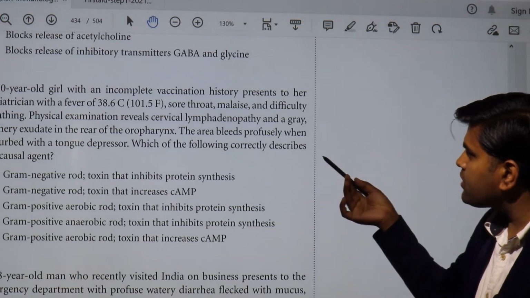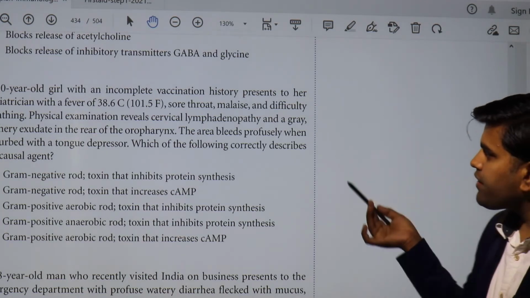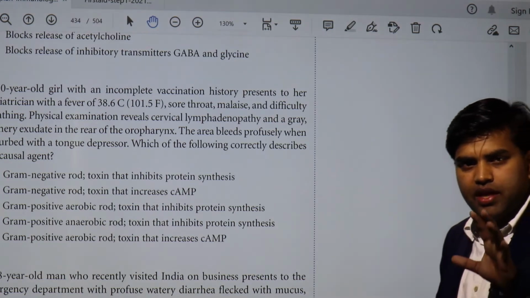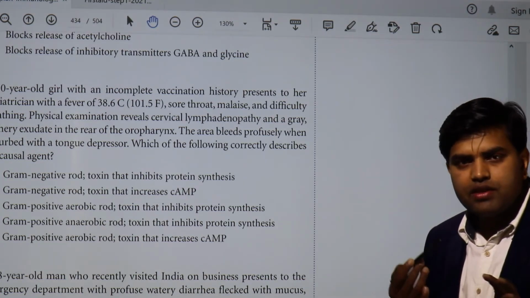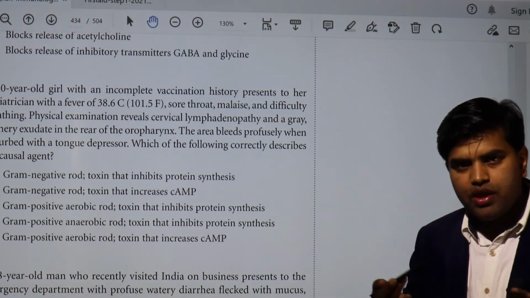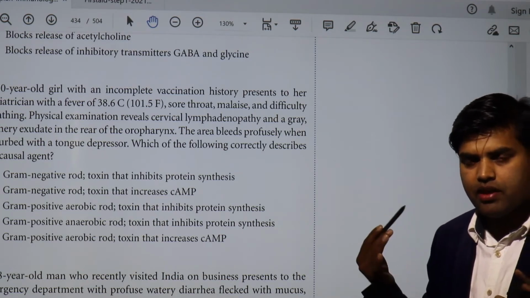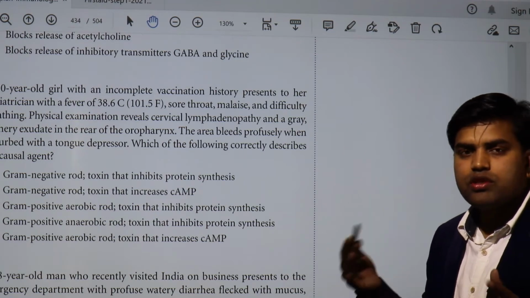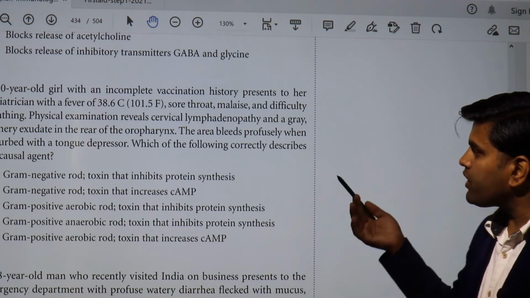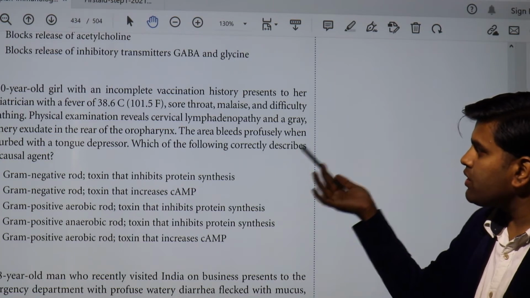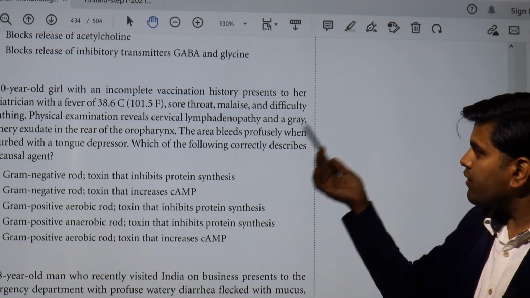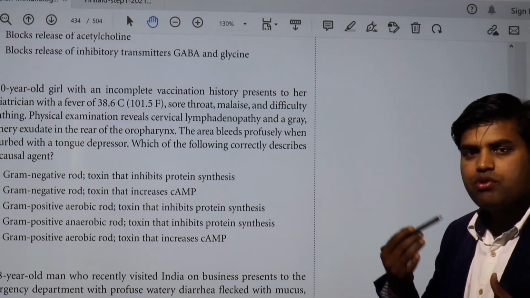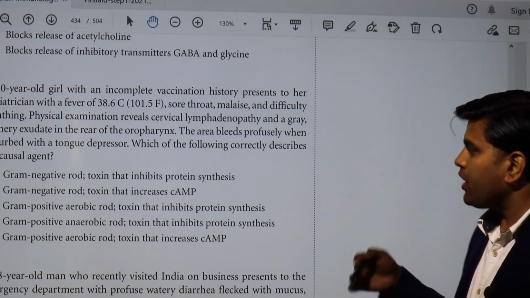Physical examination reveals cervical lymphadenopathy and gray leathery exudate in the rear of the oropharynx. So they are giving you a picture where there is a pharyngitis with a pseudomembrane in your throat, and you know the organism now. This should click in your mind. Okay, this is streptococcal pharyngitis? No, this means Corynebacterium diphtheriae infection, because there is lymphadenopathy as well as sore throat, high fever, malaise, and difficulty breathing, all these features because of developing diphtheria.